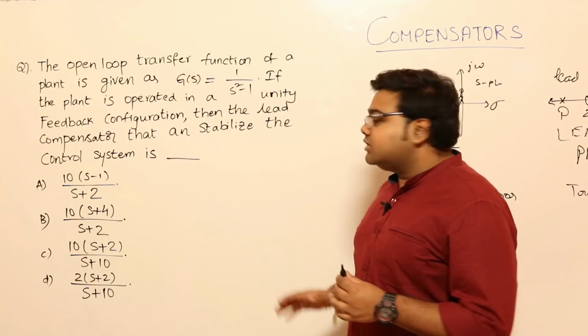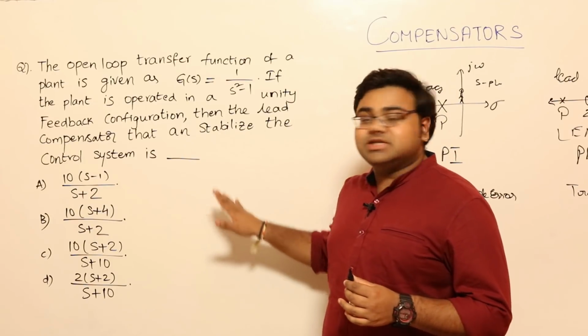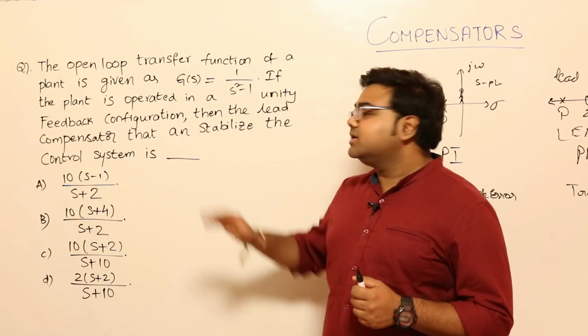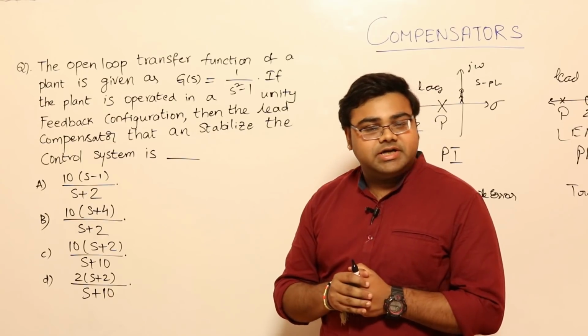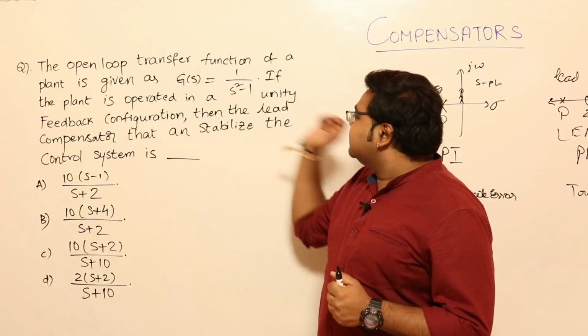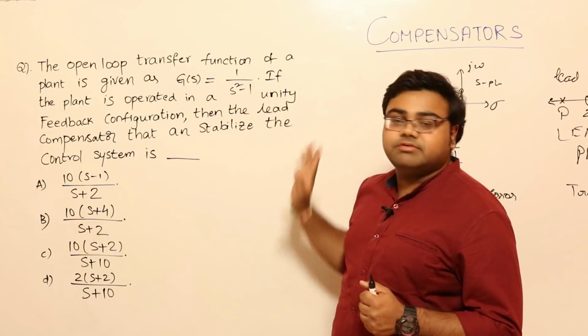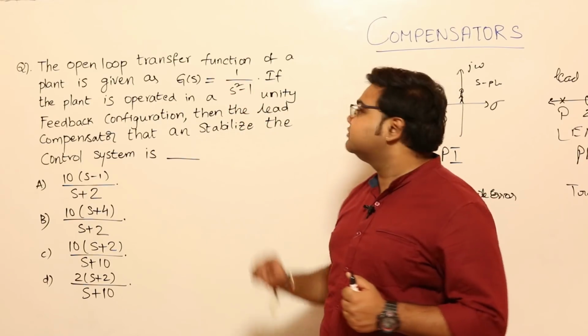I have saved the best for the last. This is the best question that I have, that was asked. Let us read the question very carefully and understand what it is. The open loop transfer function of a plant is given by G(s) equals 1 divided by s square minus 1. S square minus 1.